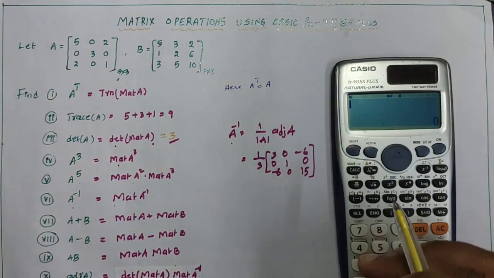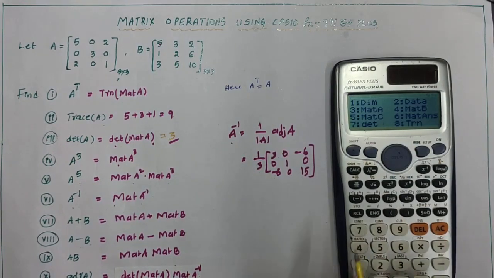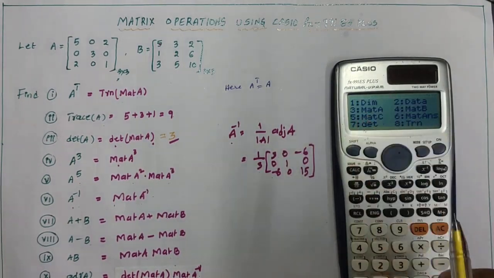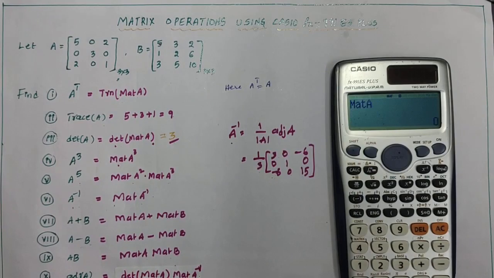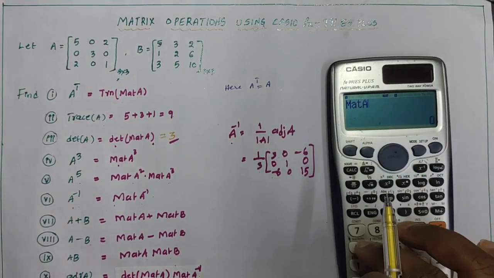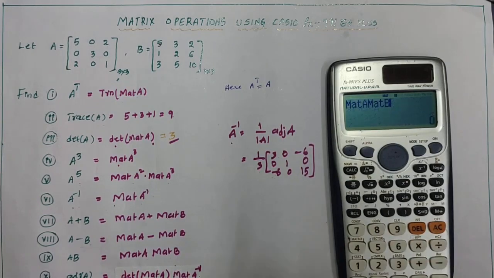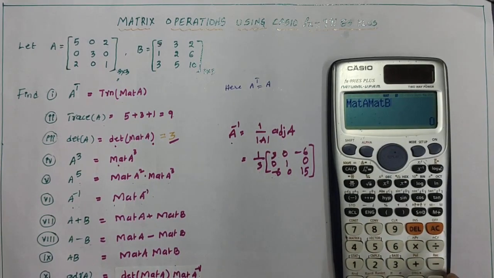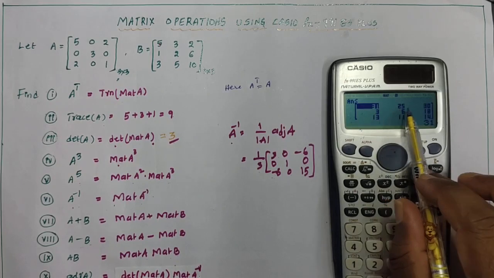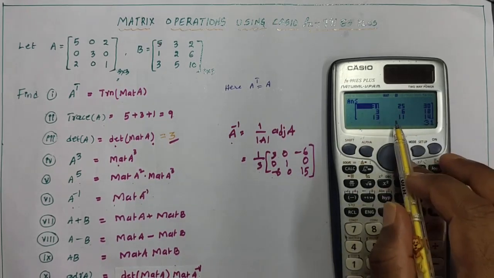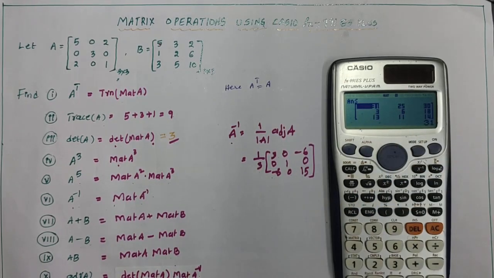Now I am going to the matrix operation by pressing the shift and button number 4. Third one is the mat A. Once again I am going to the matrix operation mode. Fourth one is the mat B. Mat A into mat B equal to 31, 25 and so on. These are the elements of A into B.